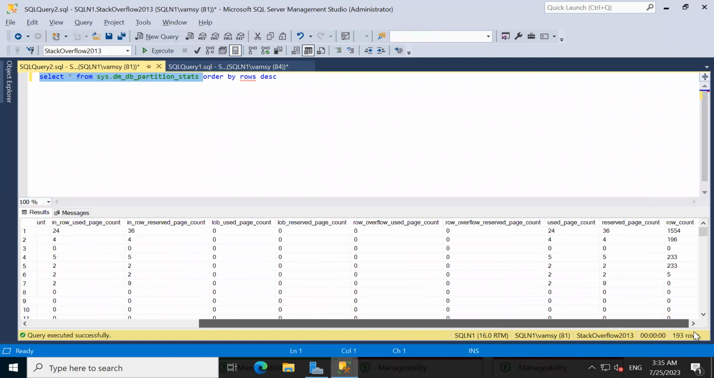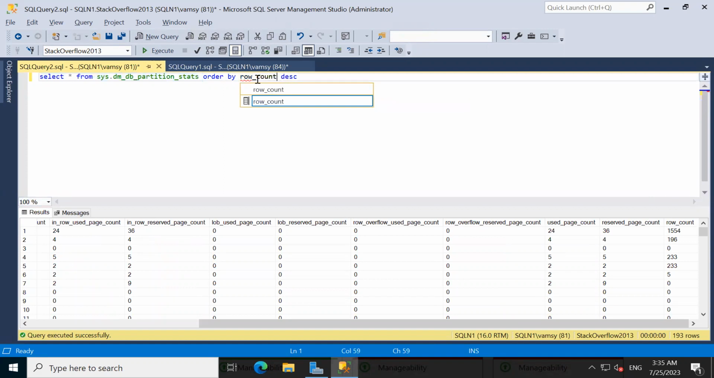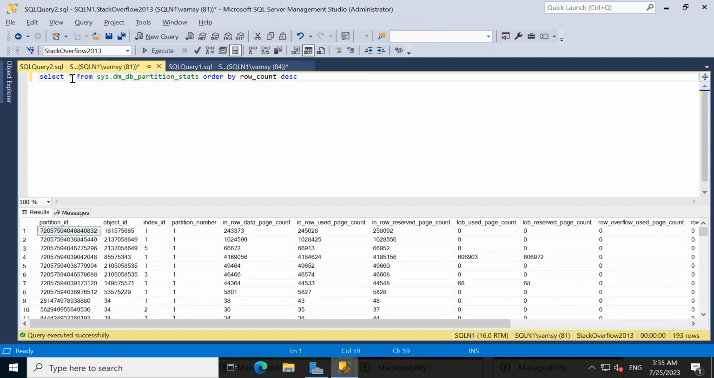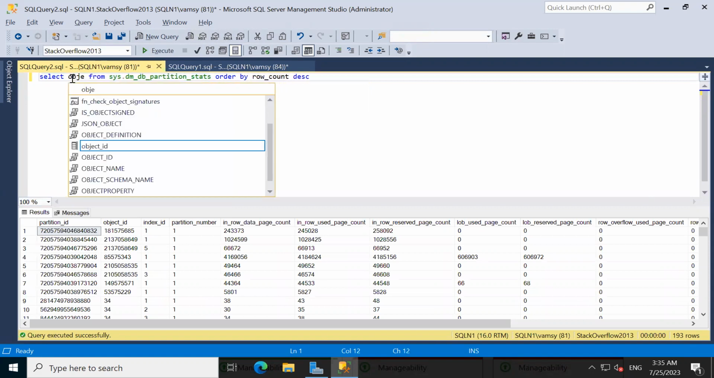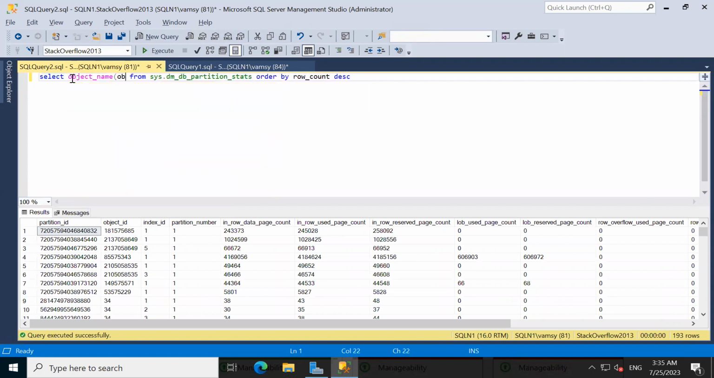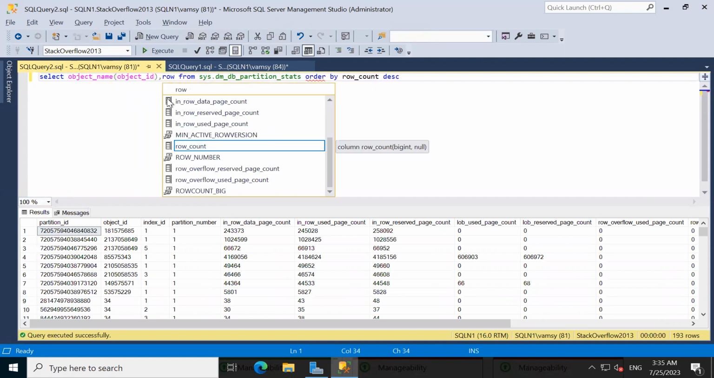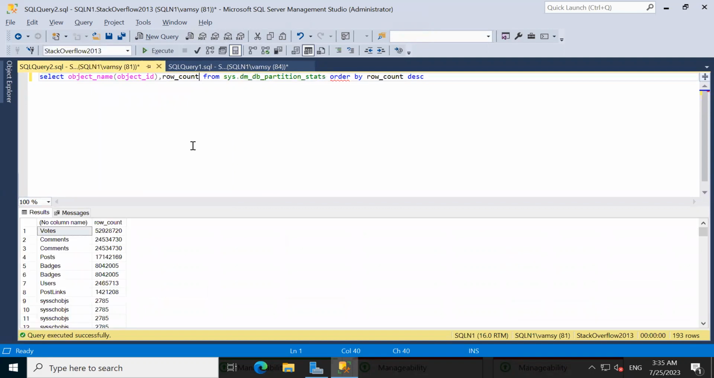Row count. Okay, row count is there. Let's make use of row count. And now object_name of object_id, because I wanted to see names, not the IDs. So I'm getting the row count for all the tables in my database. And why am I getting 2 times badges with the same number of rows?